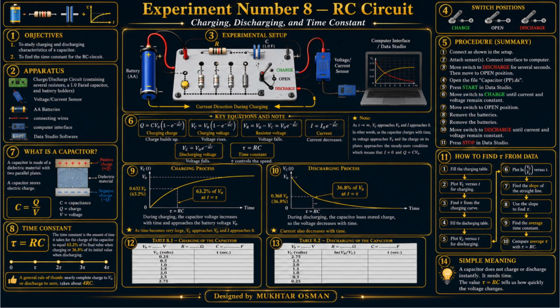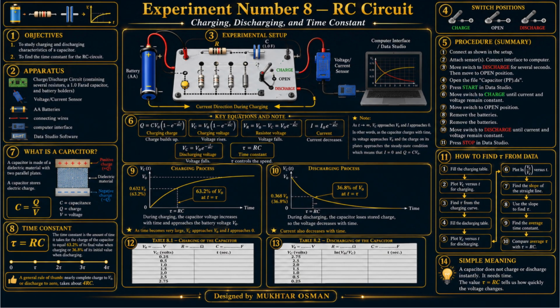6. Move switch to charge until current and voltage remain constant. 7. Move switch to open position. 8. Remove the batteries. 9. Move switch to discharge until current and voltage remain constant. 10. Press stop in Data Studio.